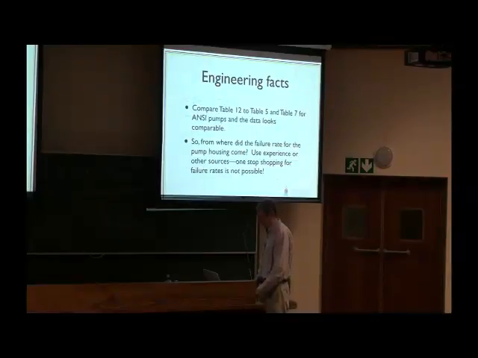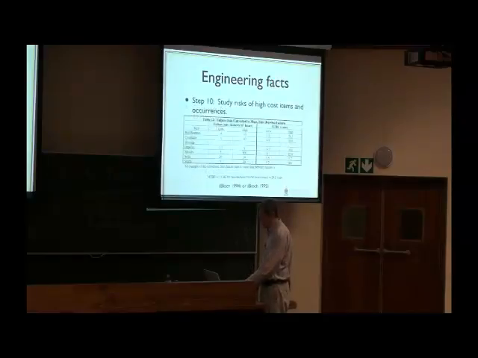Compare data to table 12 to table 5 and table 7 for ANSI pumps, and the data looks comparable. So from where did the failure rate for the pump housing come? Use experience or other sources, one-stop shopping for failure rates. So what they're saying is that you can get figures like this from sources like this, but you cannot get everything. Some of it you must sort of think out yourself. There's no one-stop source.